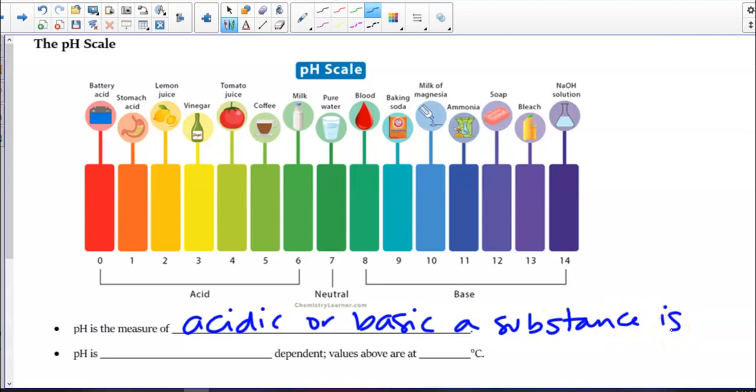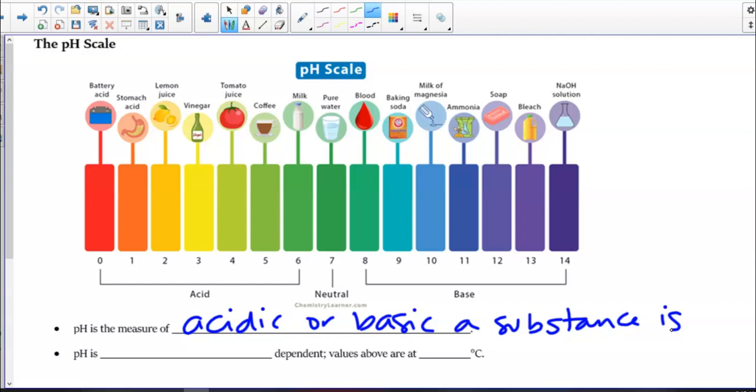So looking at this, you can see neutral right in the middle is a pH of 7, and that would be pure water, like distilled water like we have in the lab. So acidic is going to be to the left of that, anything less than 7. So milk is slightly acidic. Coffee, tomato juice, vinegar, lemon juice, stomach acid, battery acid. The further away you get from 7, the more acidic it is. So battery acid is a lot more acidic than milk.